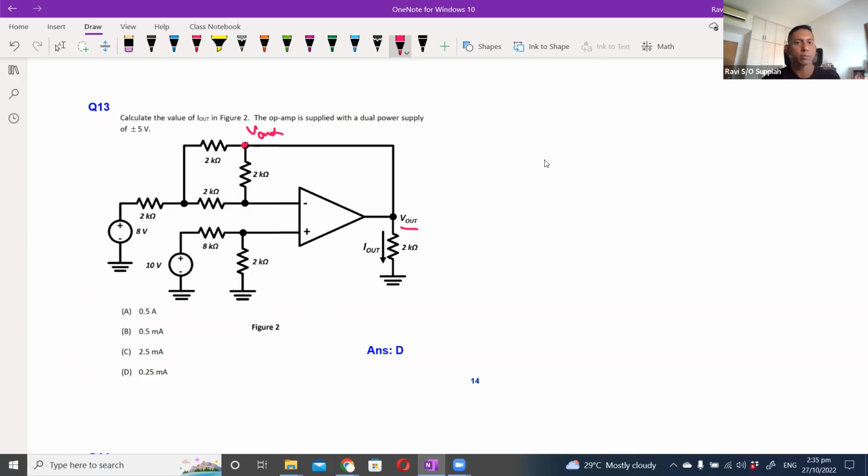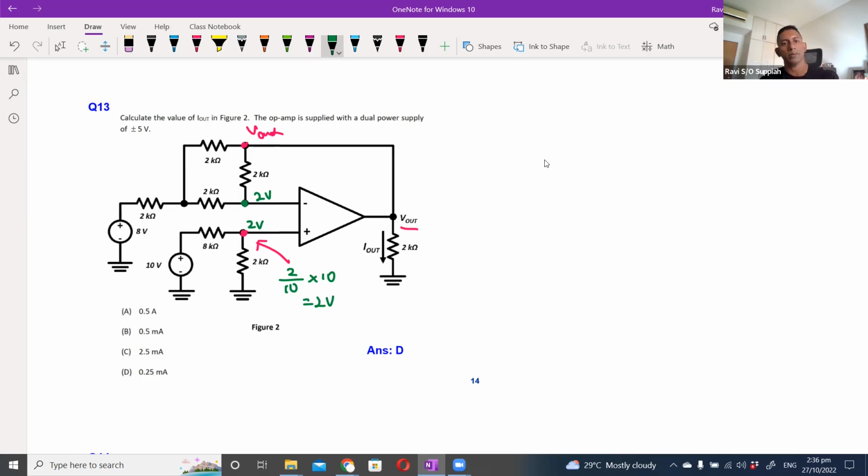Now, if I look at this point here, based on the op-amp golden rules, there is no current flowing into the op-amp. So from this 10 volt supply, all I have is 8K and 2K. That means this voltage here is a voltage divider, right? 2 over 10 multiplied by 10, which will give me 2 volts. So this point here is 2 volts. If V plus is 2 volts, then the other golden rule is V plus equals V minus. So this is also 2 volts.